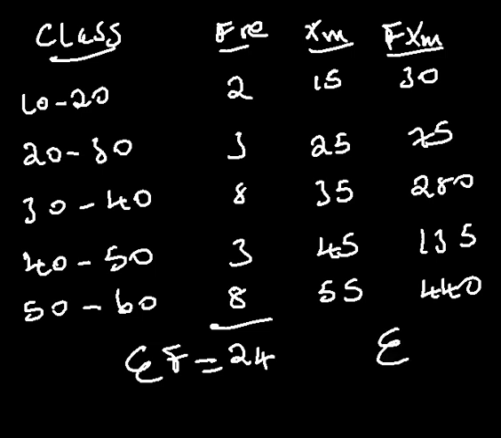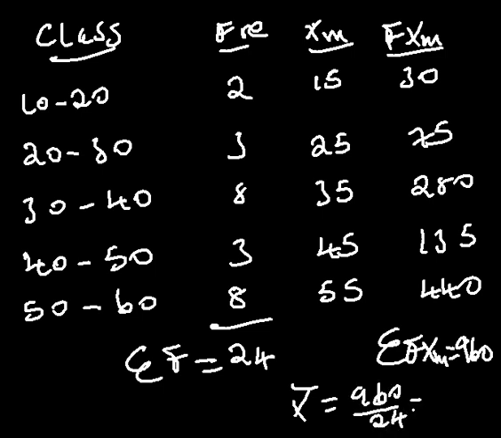And we'll have the summation of fxm. So what would that be? We have 30 plus 75, plus 280, plus 135, and plus 440. That would be given as 960. Now the mean will be calculated as 960 divided by 24. Divided by 24, we have 40. So that is the mean of the grouped data, as you can see.